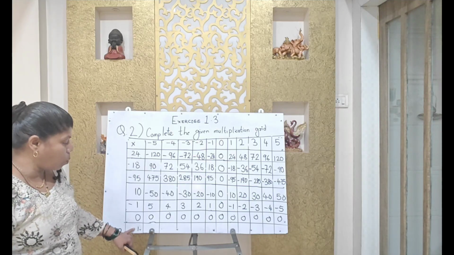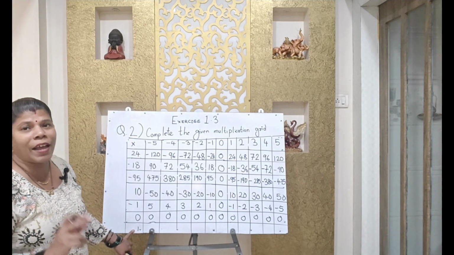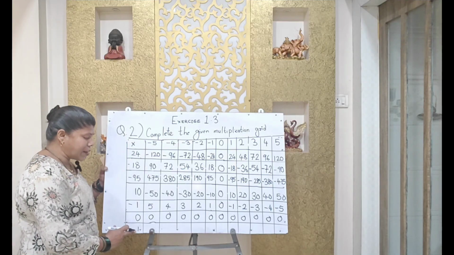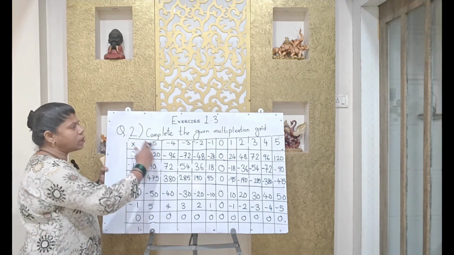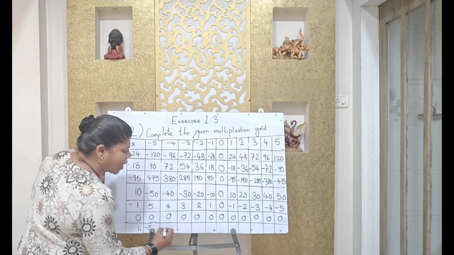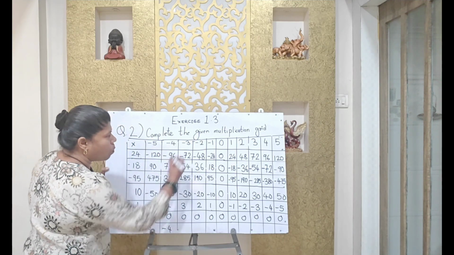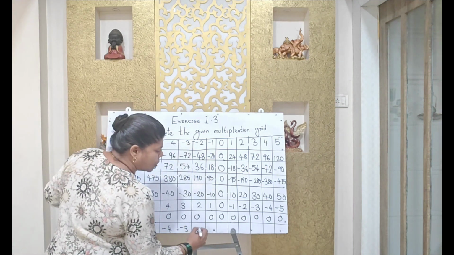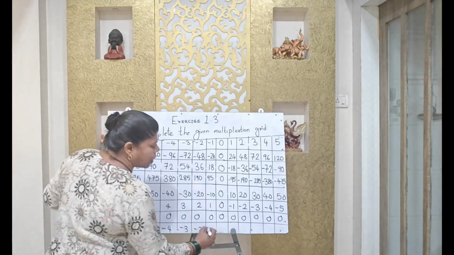If we multiply 1 with any number, the value of the number will not change. So when we multiply 1 with minus 5, the answer will be minus 5. With minus 4, the answer will remain minus 4. 1 3s are minus 3. 1 multiplied by minus 2, minus 2. 1 multiplied by minus 1, minus 1.